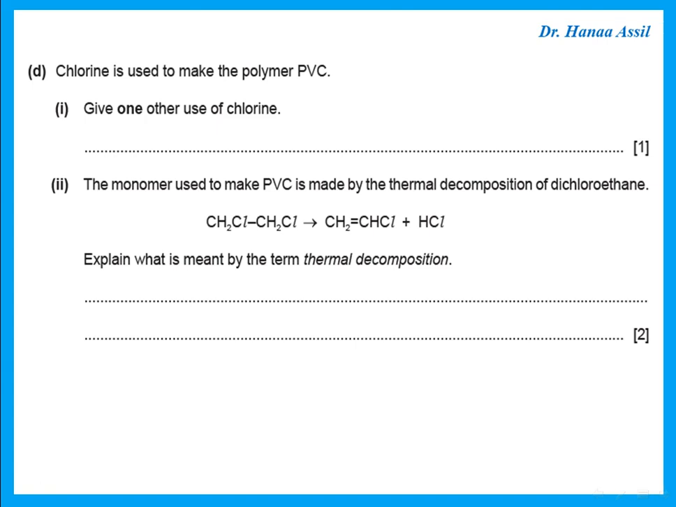Chlorine is used to make the polymer PVC. Give one other use of chlorine. Do you know the uses of chlorine gas? What do we use chlorine gas for? To kill bacteria in something. So to kill bacteria in drinking water or to kill bacteria in swimming pools.